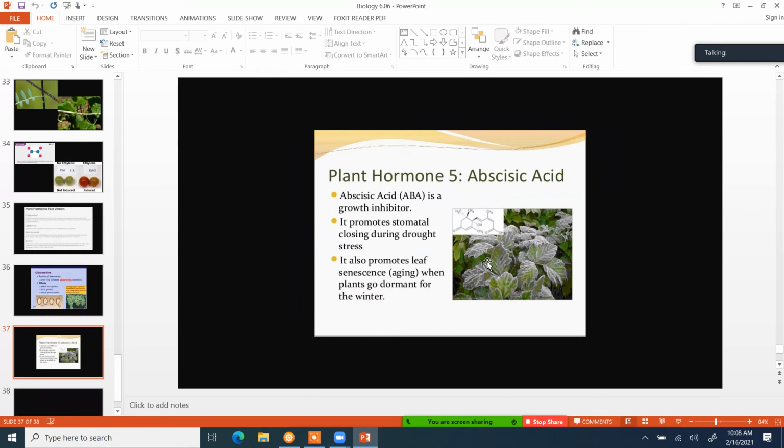All right. Now what about this one? This is another hormone, abscisic acid. This is a growth inhibitor. But the thing the lesson mentions is that it promotes stomatal closing during drought stress. So Anas, what does that mean? This hormone promotes stomatal closing during drought stress. So explain, what does that mean? Why is that important? What is the purpose of doing that?